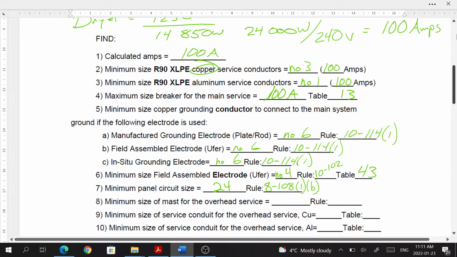Minimum size of mast for the overhead service. So services are going to be in Section 6. And the rule that we're looking at in particular is 6-112 subrule 6. And that's going to indicate that a mast always has to be trade size 63.